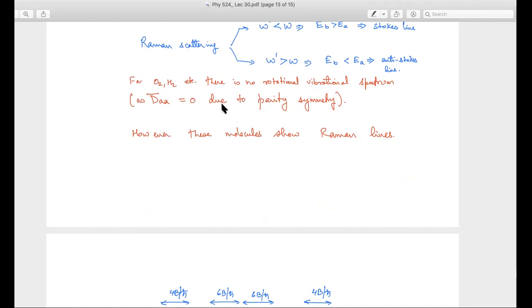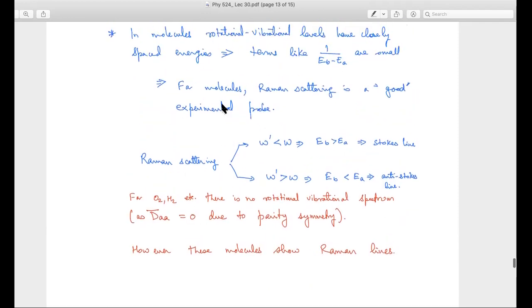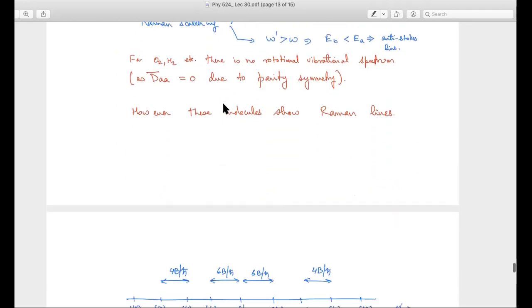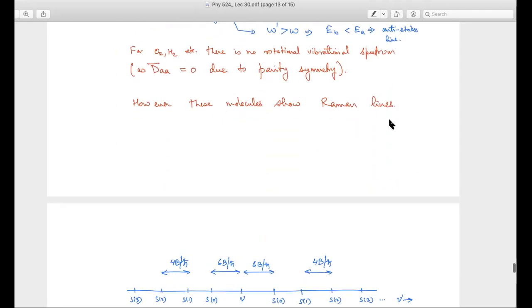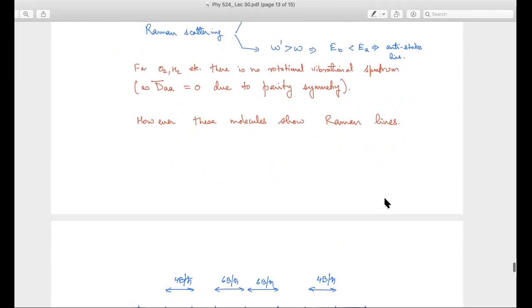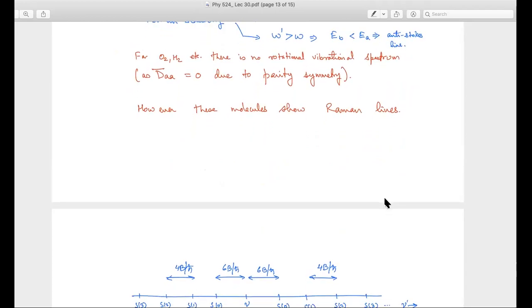the Raman spectrum doesn't really depend on this parity symmetry, because I'm calculating the A and B states expectation value of the dipole operator, and the A and B states can be of different parity and so on. And these molecules show very nice Raman lines, which still allows you to probe the molecules. Okay, so that's the importance of Raman scattering, particularly for molecules, and even more for exploring the vibrational rotational spectrum of homonuclear molecules.